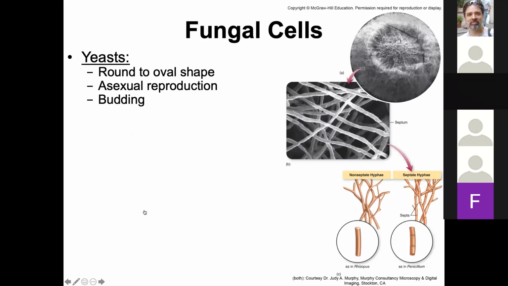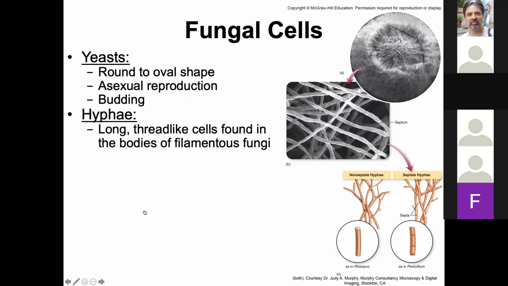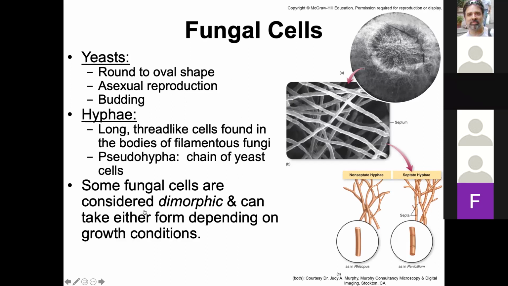Yeasts are single-celled organisms, have a round to oval shape, and can reproduce either asexually through a process known as budding, or they can reproduce sexually using what are called reproductive hyphae. So they can do either or. Hyphae are thread-like cells that anchor the fungus to the thing that it's growing on. Some fungal cells are dimorphic. They can take either form depending on growth conditions.